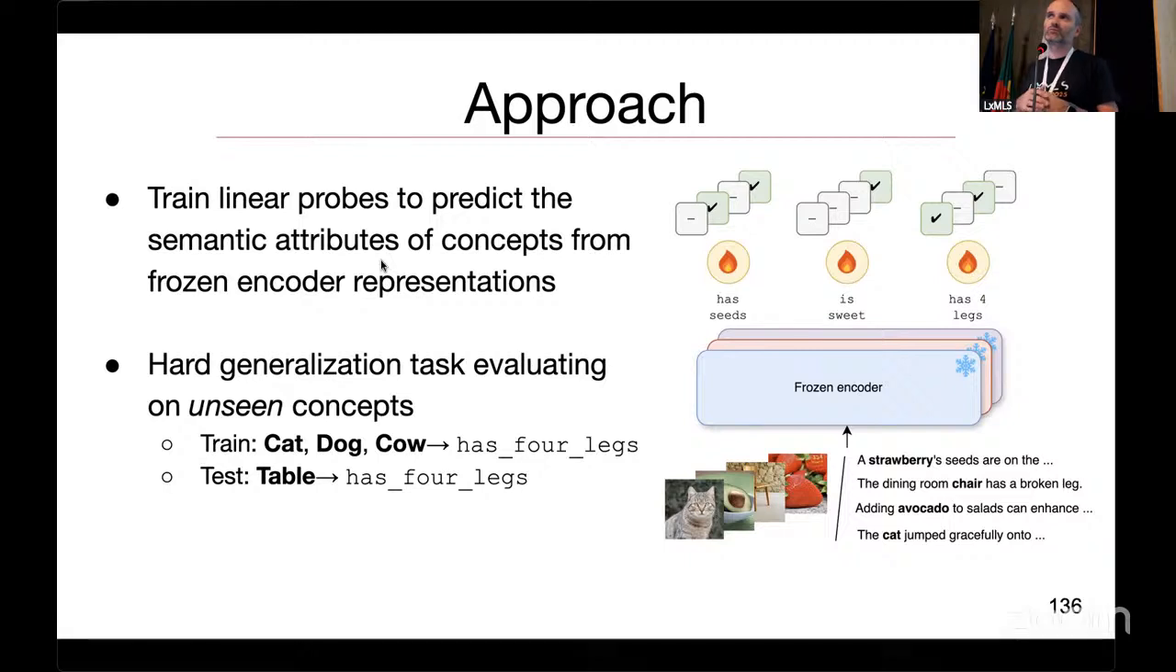This was framed as a hard generalization task because we only evaluated the linear probes on unseen concepts. So if the attribute was that something has 4 legs, the training set would not have an overlap with that. It might be cats and cows and dogs, and then the test set would contain table. The model would have to do some quite sophisticated reasoning, going from cats and cows and dogs to predicting that this wooden structure in an indoor setting would have 4 legs by looking at it.